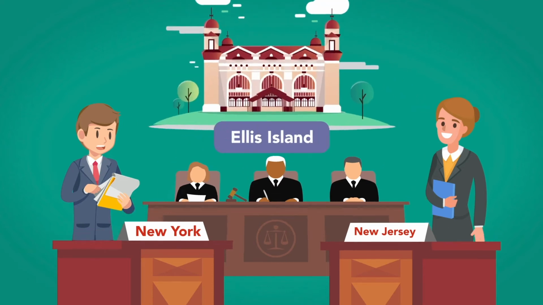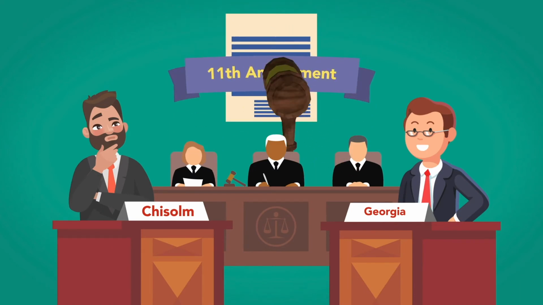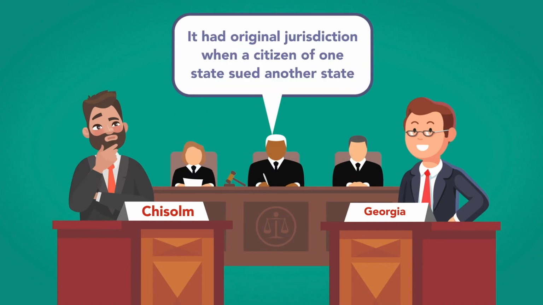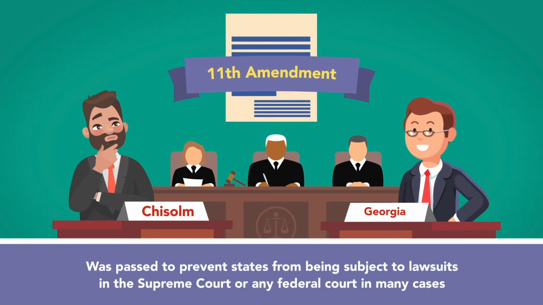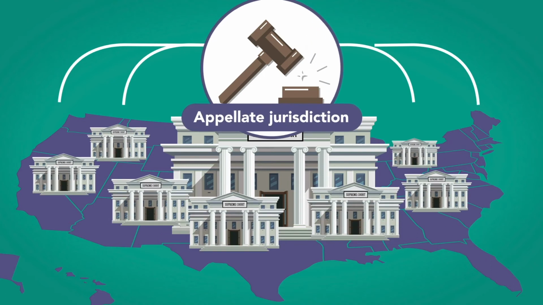A 1794 case, Chisholm v. Georgia, sparked the passage of the 11th Amendment when the Supreme Court ruled that it had original jurisdiction when a citizen of one state sued another state. The 11th Amendment was passed to prevent states from being subject to lawsuits in the Supreme Court or any federal court in many cases. The main function of the Supreme Court, though, is its appellate jurisdiction.